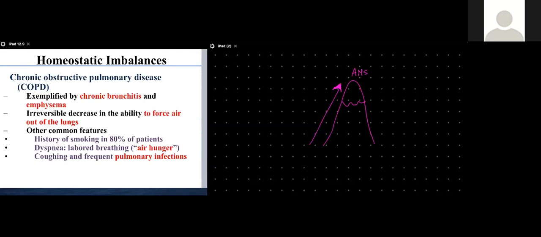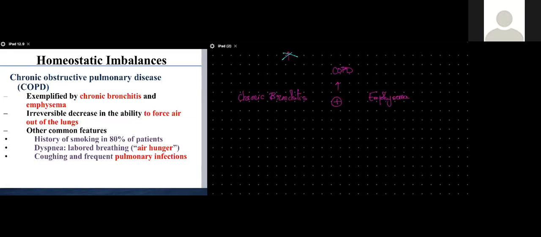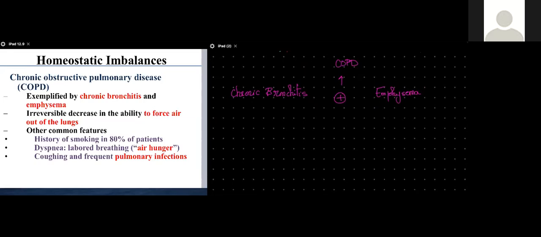All right, so we're looking here at chronic obstructive lung disease, or chronic obstructive pulmonary disease, COPD. COPD is actually two problems in one patient: chronic bronchitis and emphysema. Those two together will develop COPD. Most of the COPD patients are going to be smokers.